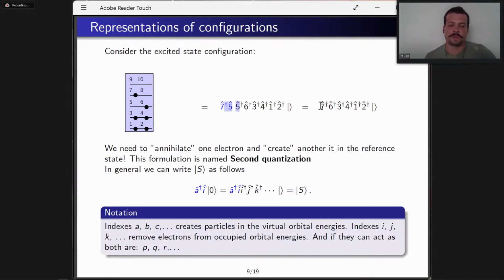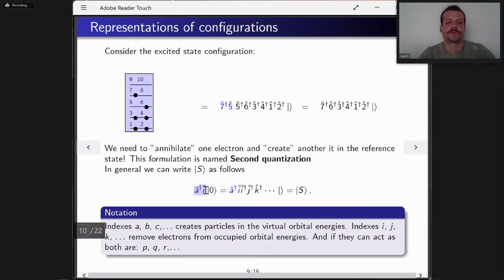And in general, if we want to write a single excited configuration, we can do it by using a pair of creation and annihilation operators acting upon the reference state. So here I is annihilating I. In this way, we obtain this general single excited state configuration.